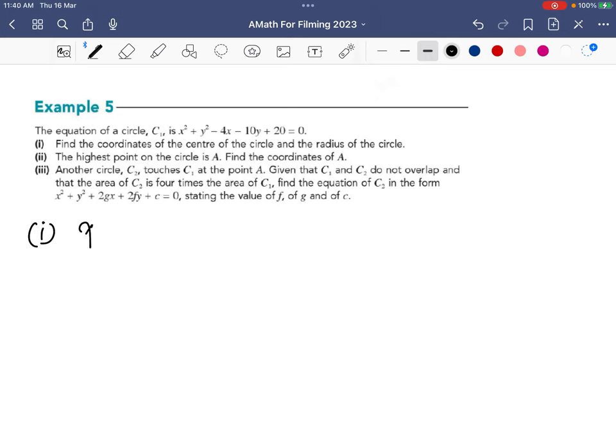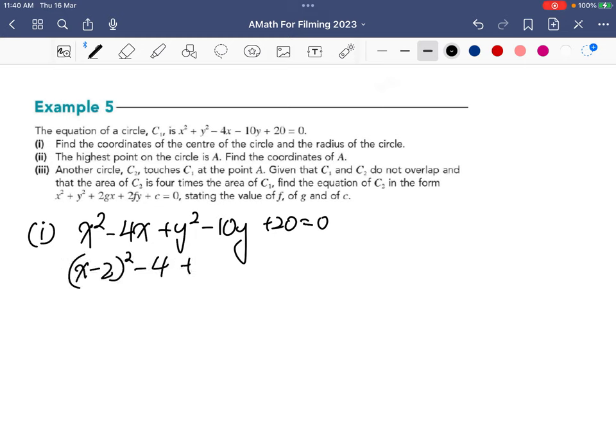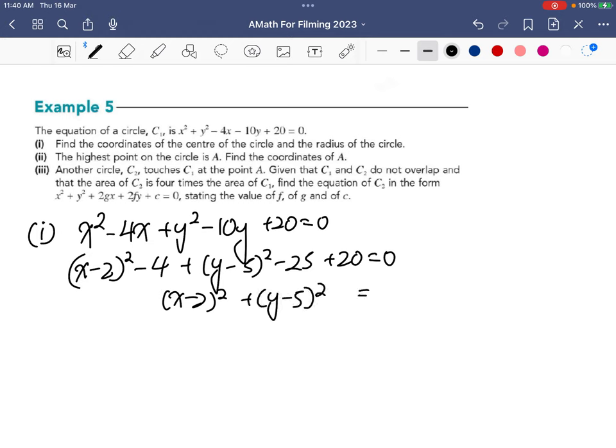This one I won't speak too much. I'll just delve directly into the method of doing it. I think we've already learned quite a bit about this method in the previous video. So what we'll get here is basically my center is (2, 5) and my radius is equal to 3 units. So this is for part 1.